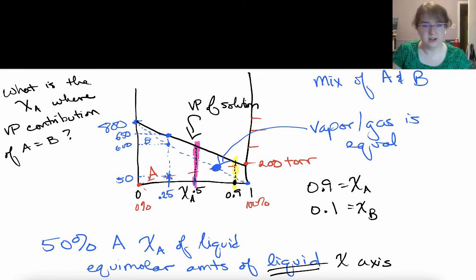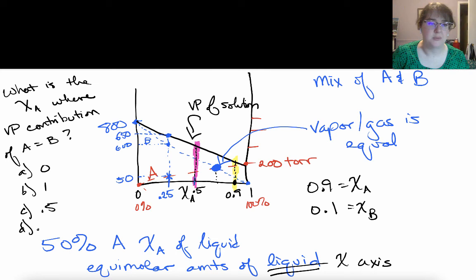So the hard thing is that I don't know exactly where this is, but the options that we would give you would be something like this. I'm asking for the mole fraction of A. You would have options like 0, 1, 0.5, 0.25, and I need some more options, 0.75, and we'll do one more. We'll go with something like 0.1.